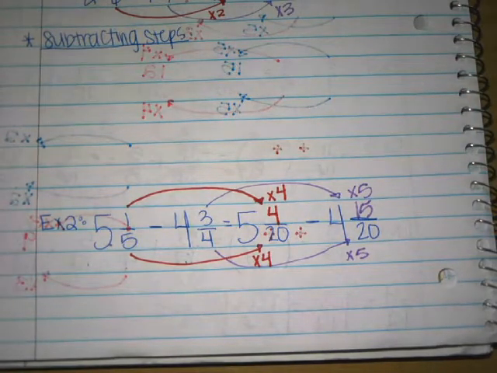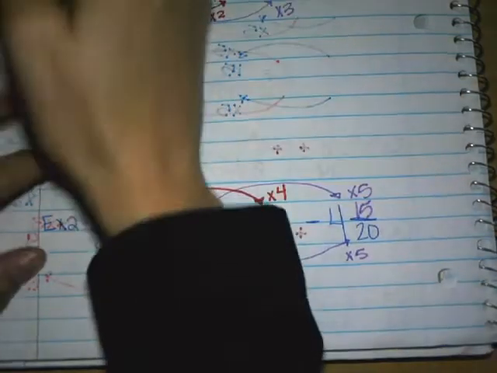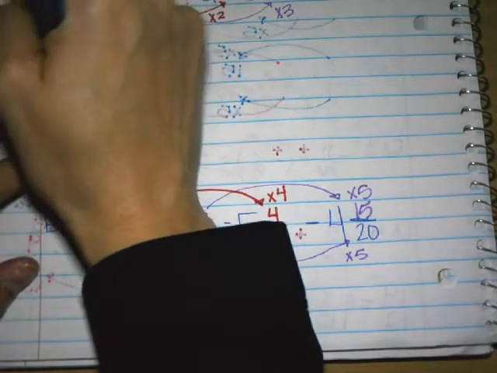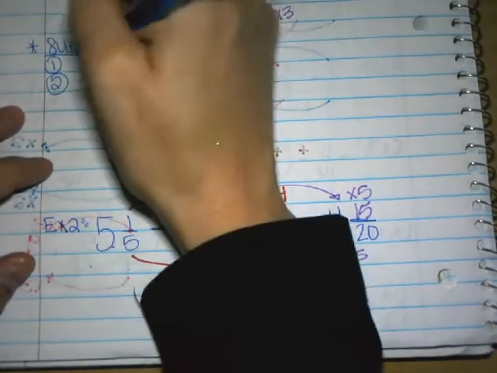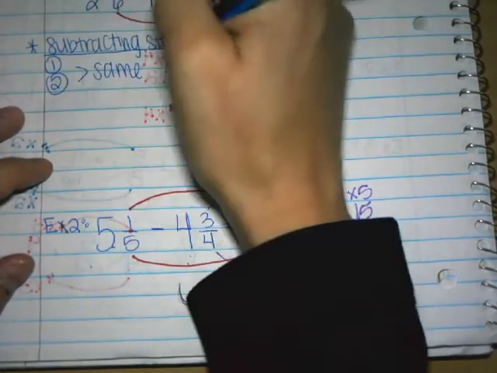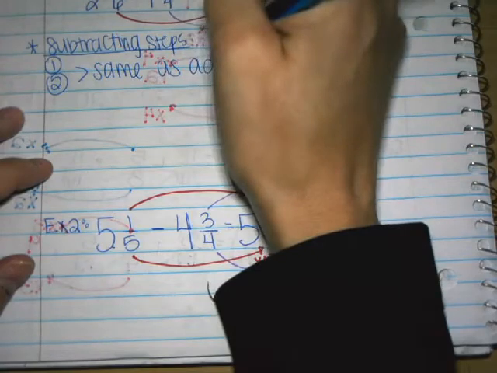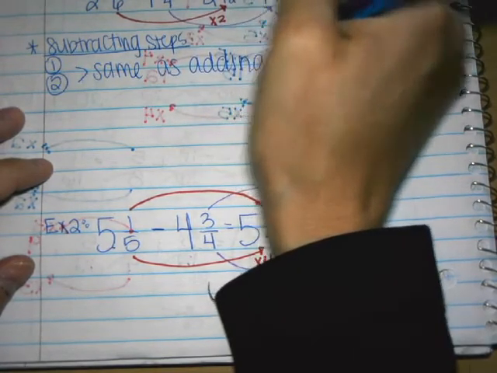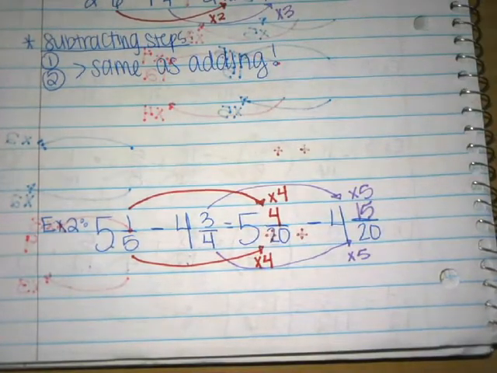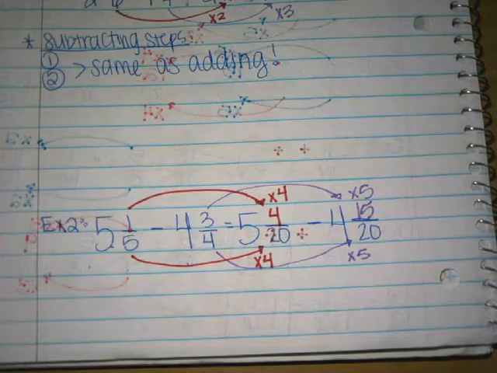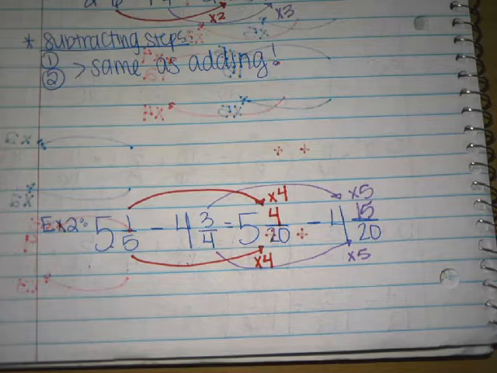So far, step 1 and 2 are exactly the same, right, guys? So up top, step 1, step 2, I'm just going to write same as adding. That way we're not having to rewrite it all out. Step 1 and 2 are exactly the same as adding. Find your least common denominator, rewrite the fractions to have the same denominator. Step 3 is where it gets different.